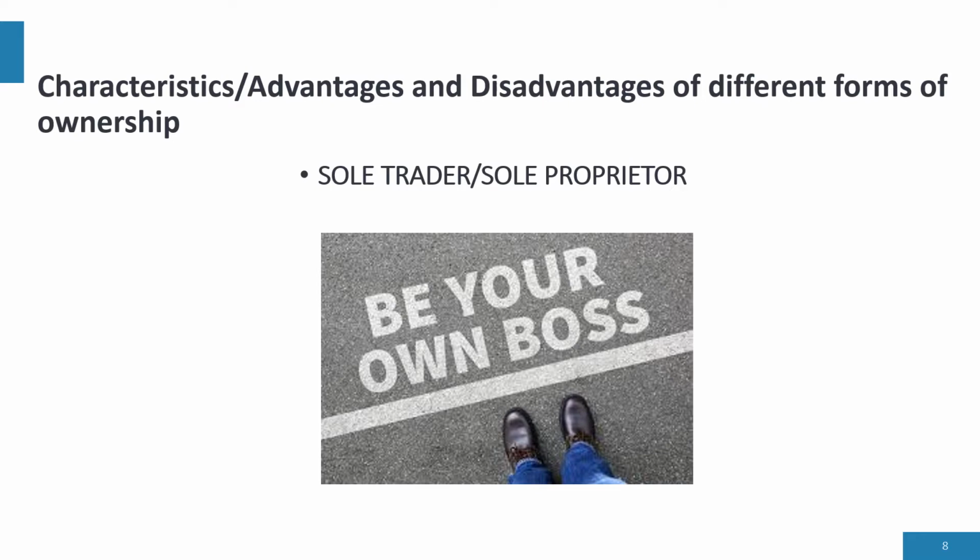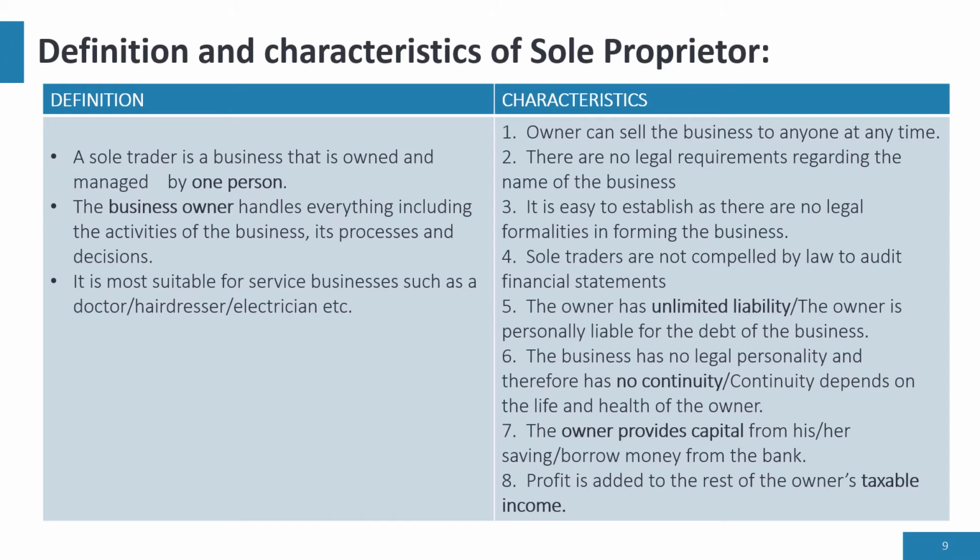We're going to look at the characteristics, the advantages, and the disadvantages of this form of ownership. First, we're going to look at the definition. A sole trader is a business that is owned and managed by one person. The business owner, that one person, handles everything, including the activities of the business, its processes, and its decisions. It is most suitable for a business such as a doctor, hairdresser, electrician, baker, etc.